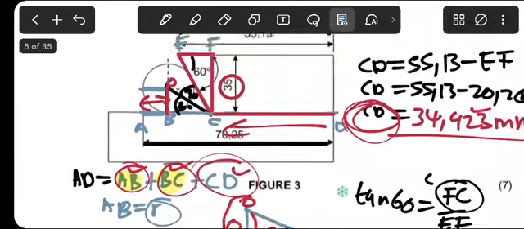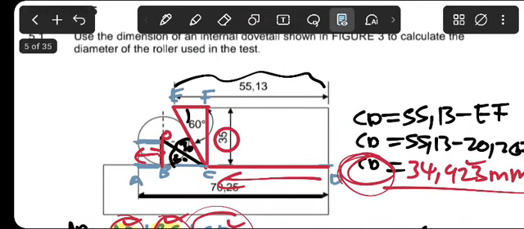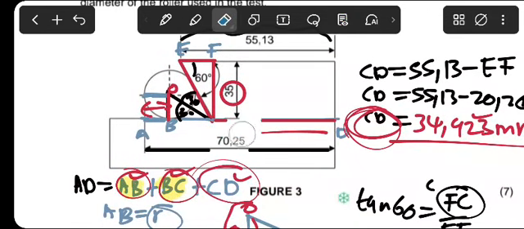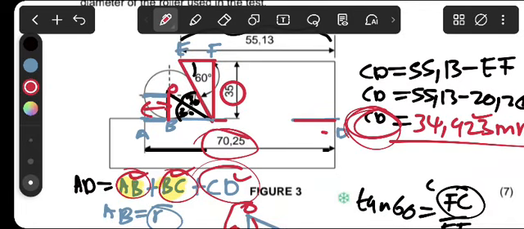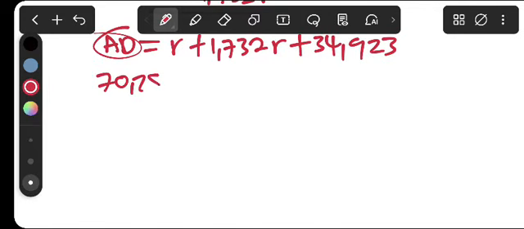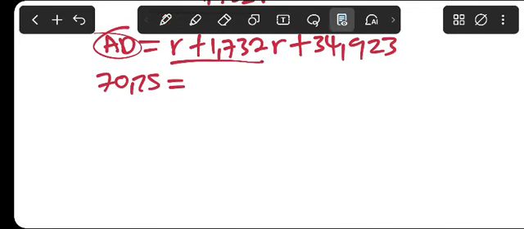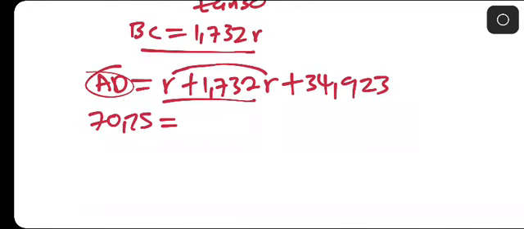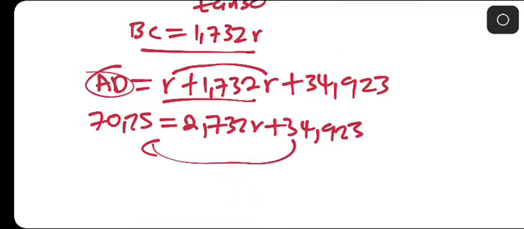Now we can have the value of AD. Why? It's because we have been given AD here. It is 70.25. So we substitute 70.25. Then we add this here. Now we can simply proceed. This is R, and R, simply add, this will equal 2.732 R plus 34.923. Then I take this and subtract there.